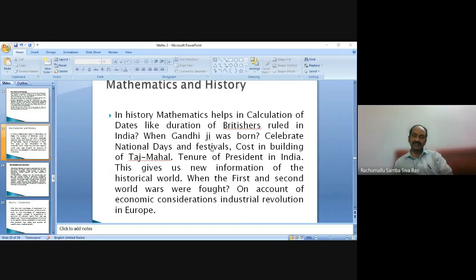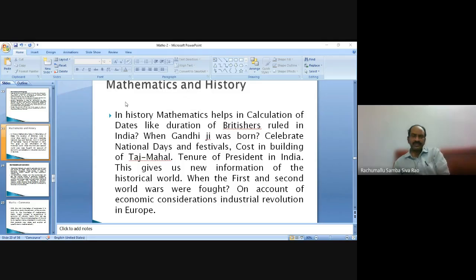Celebration of national days and festivals. The cost of building the Taj Mahal. The tenure of the president in India. This gives us new information about the historical world. When the first and second world wars were fought, on account of economic considerations and industrial revolutions in Europe.